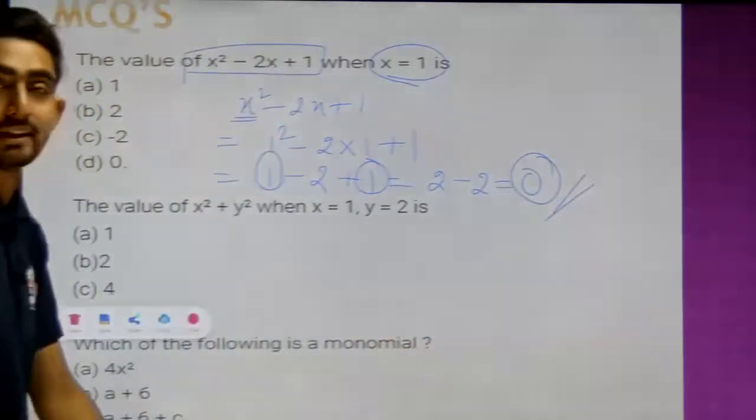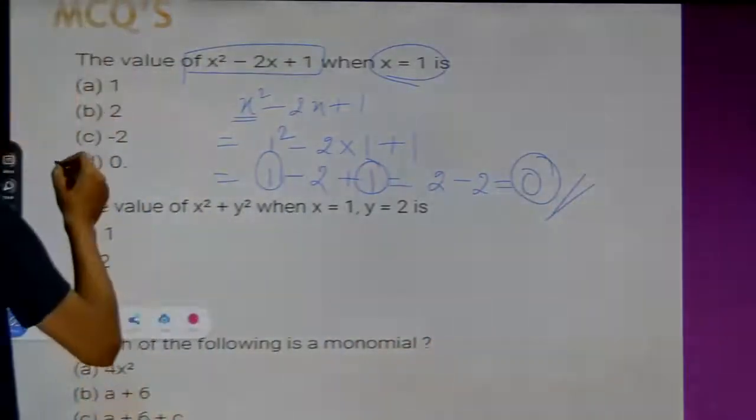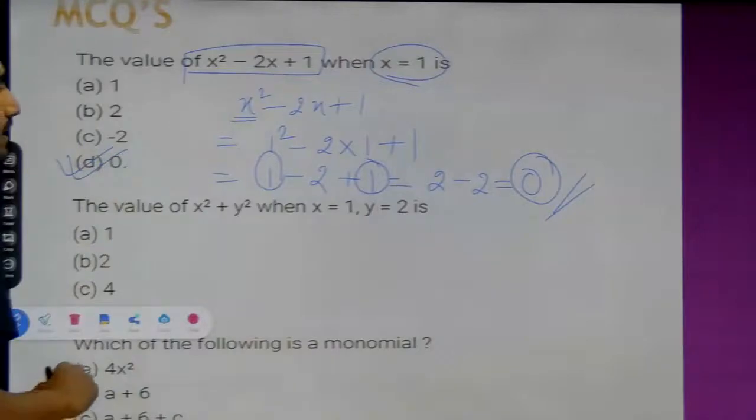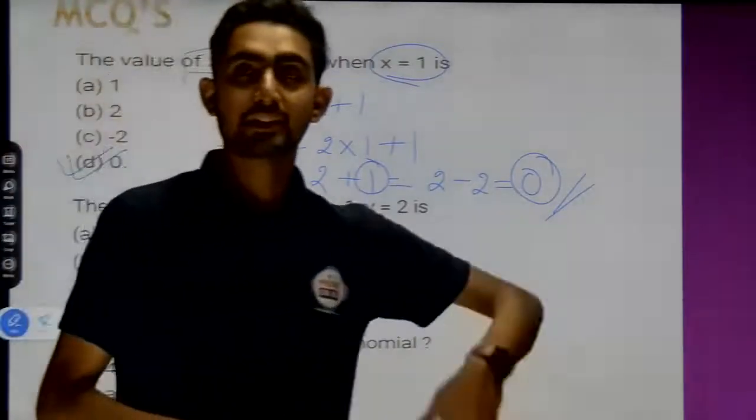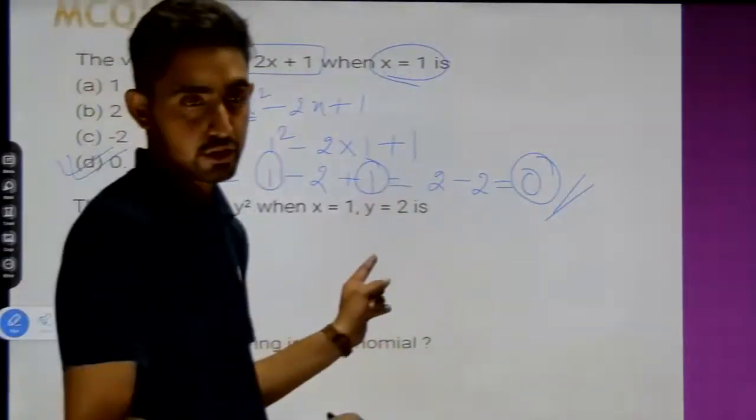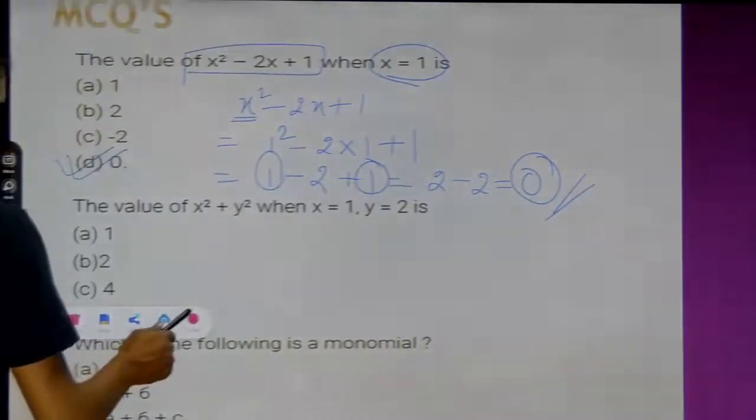So the answer will be 0. Option number D is the 100% correct answer. Okay, so this way you have to give your answer. Next question. Let's see.